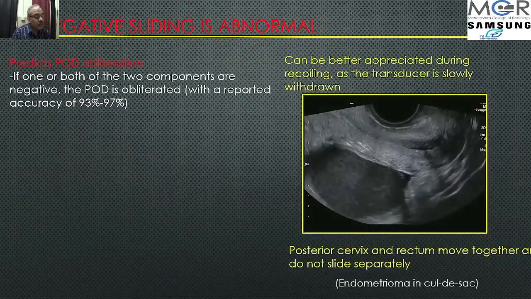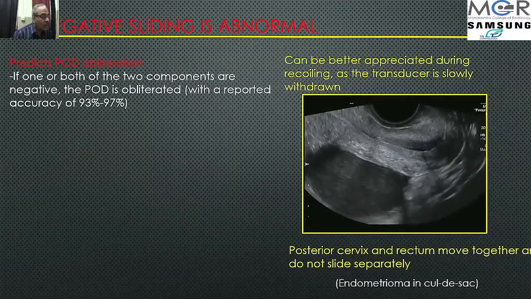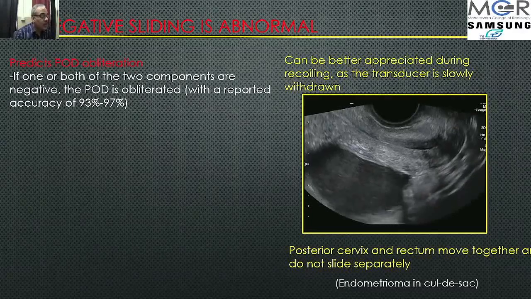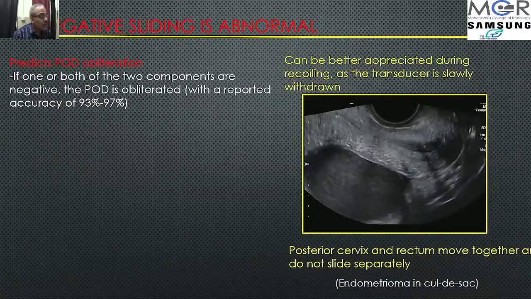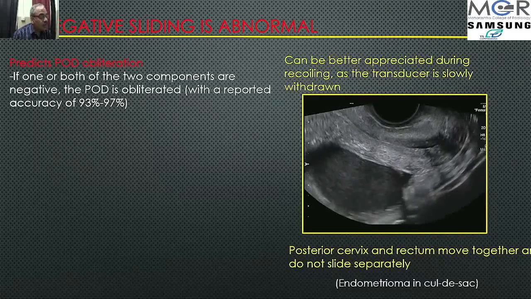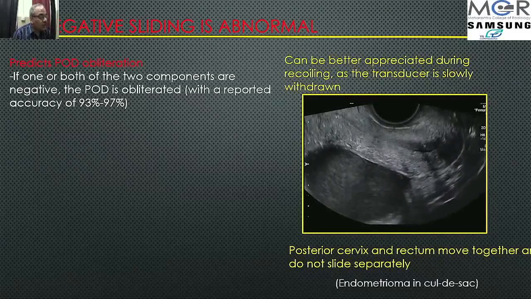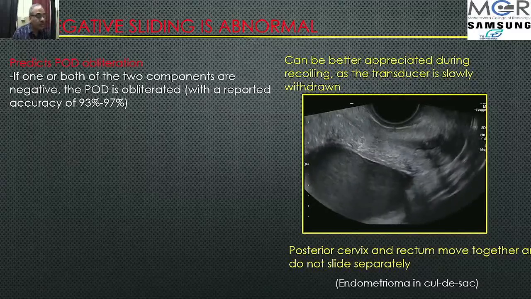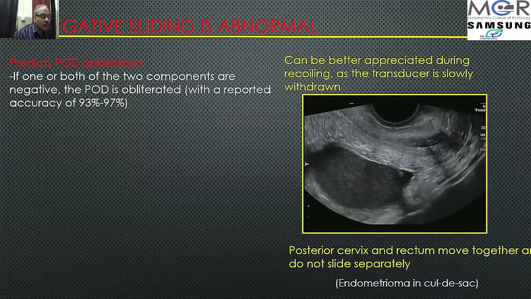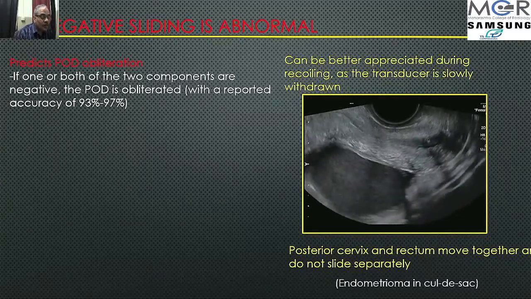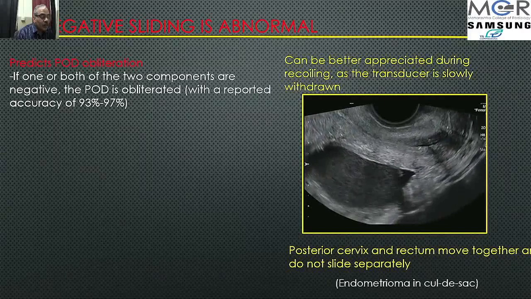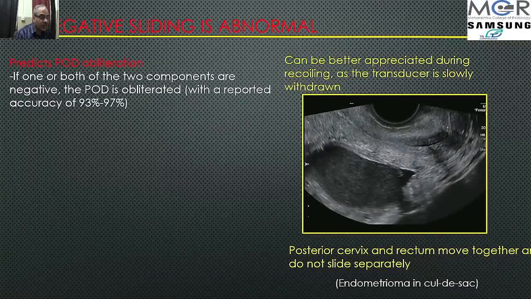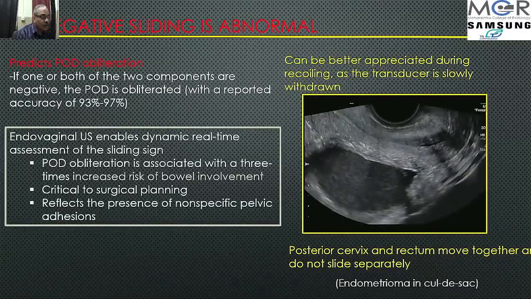The negative sliding sign, whenever you see that there is no great movement in between the structures, that is a negative sliding sign, and it predicts pouch of Douglas obliteration. And then if both components are negative, the POD is considered obliterated, and this has very high accuracy of 93 to 97%. So you can see here that the uterus and the rectum are moving together, they are not moving separately, and again the endometrioma in the ovary is attached in the cul-de-sac.